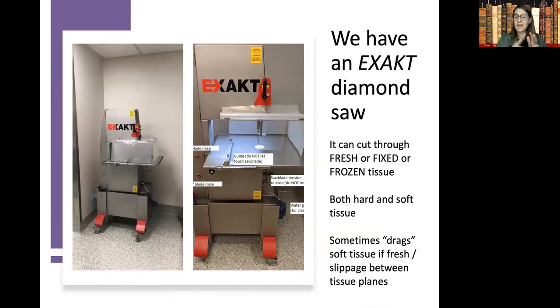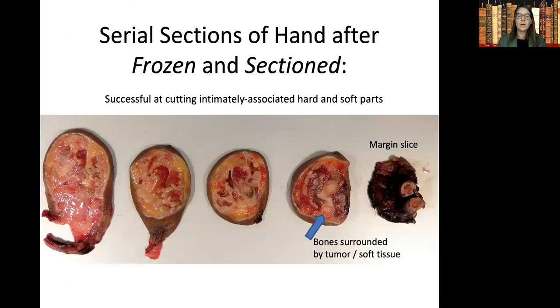But in the case of this hand, where there are multiple tissue planes, sometimes there is slippage or dragging of the tissue if there is a combination of hard and soft. Therefore, by freezing the specimen, you've turned the soft into hard, and you were able to get very clean cuts through the whole thing. So here's serial sections of that hand after it has been frozen.